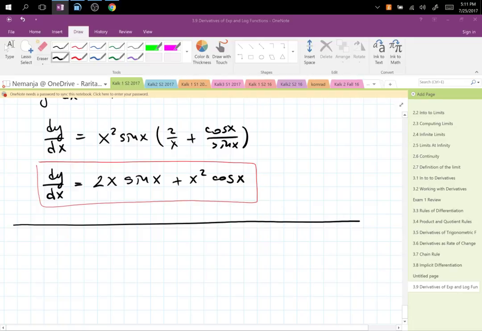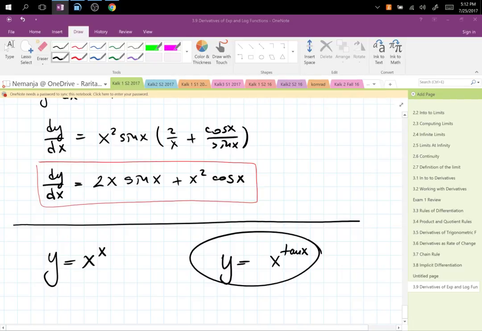Now, this method is also the only way that you can use to differentiate certain types of problems. So, if you have y equals x to the x, the only way to solve this problem is using this method, ln both sides. Or if you have, let's say, y equals x to the tangent x, right? I believe this is actually in your textbook, one of the homework exercises.